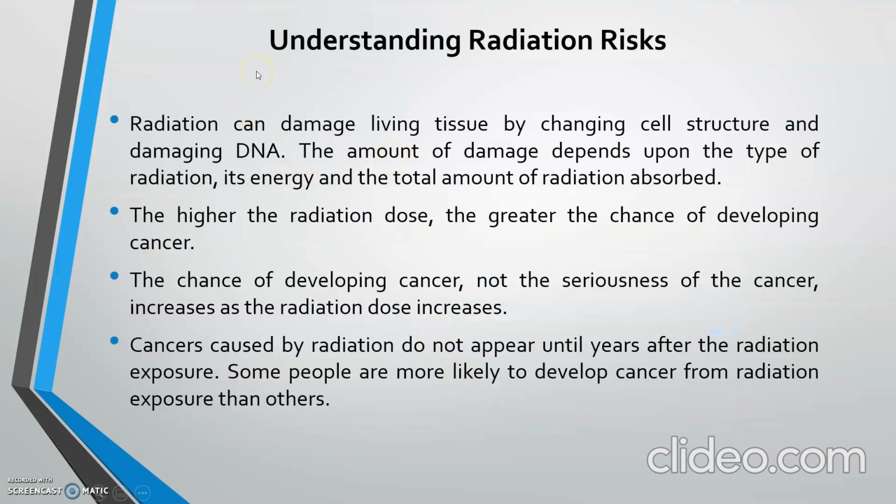So, understanding radiation risk. Radiation can damage living tissues by changing the cell structure and damaging DNA. The amount of damage depends upon the type of radiation, its energy, and also the total amount of radiation absorbed. The higher the radiation dose, the greater the chance of developing cancer. The chance of developing cancer, not the seriousness of the cancer, increases as the radiation dose increases. Cancer caused by radiation does not appear until years after the radiation exposure. Some people are more likely to develop cancer from radiation exposure than others.